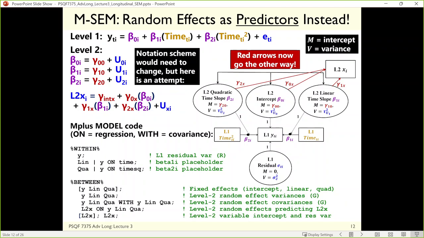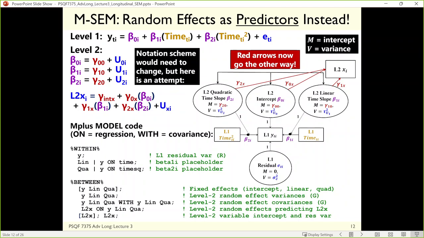You would use basically the fixed effects and you would fill in prototypical values for someone's intercept, linear slope, and quadratic slope. You could predict what their level 2 X would be. Great, okay, so, thank you.